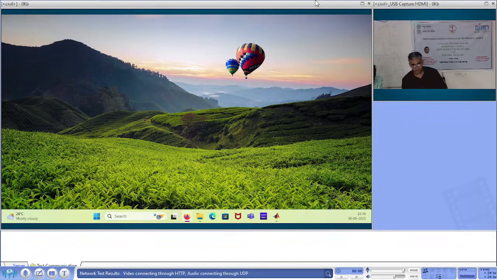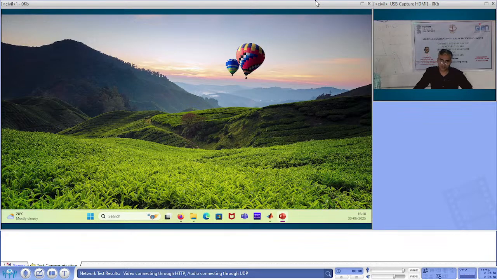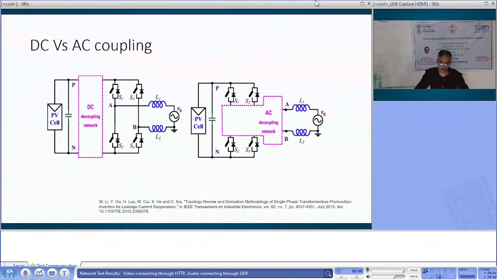How much does the capacitor cost? Capacitor cost, I cannot say. I don't know, sir. The failure point is the capacitor. Yes, we should have a better quality of capacitor, but again, it may increase the cost.